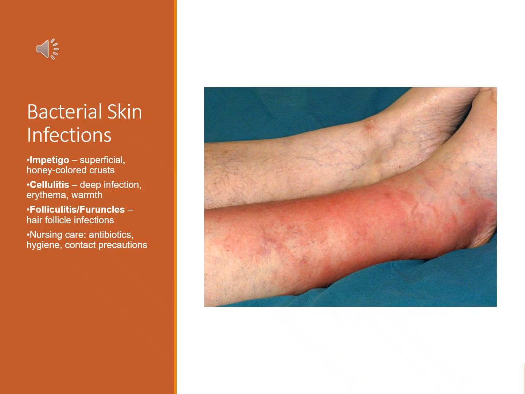Different other bacterial infections of the skin, along with cellulitis, would be things like impetigo. So this is common in children. These are usually honey-colored, crusty lesions around the mouth and face area. We typically treat this with antibiotics as well.